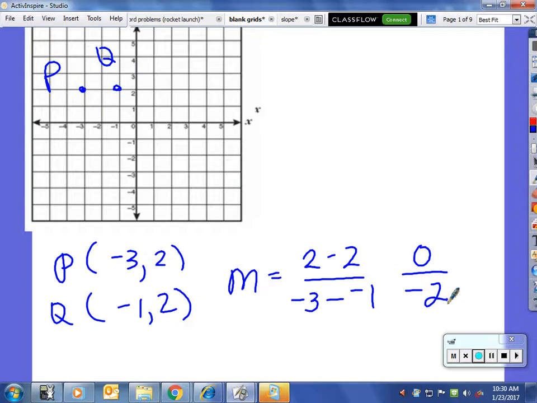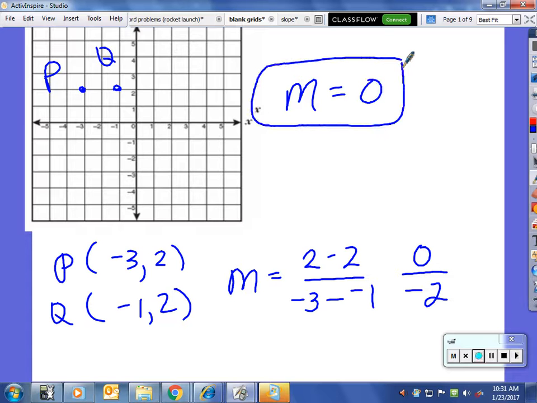Is this allowed? Try it in your calculator. Can you divide into 0? Absolutely. What is the slope of this line? 0. 0 is a number, so if you tell me this is undefined, that is not correct. This is defined, and it is the slope of 0. It's only undefined if the 0's on the bottom. If the 0's on the top, that's perfectly normal, logical, allowed.